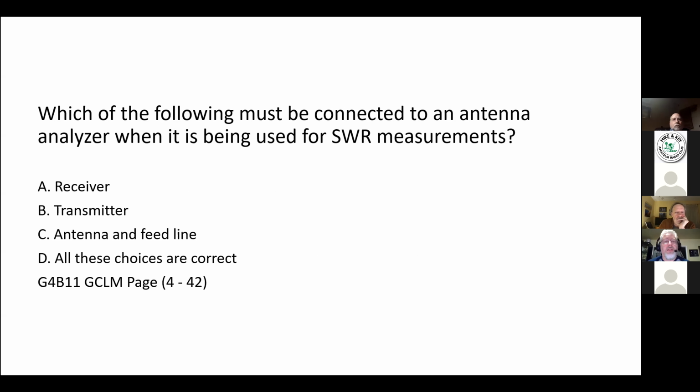Which of the following must be connected to an antenna analyzer when it is used for SWR measurements? A, receiver. B, transmitter. C, antenna and feed line. Or D, all these choices are correct. No, antenna and feed line, C, Charlie. Charlie is correct.